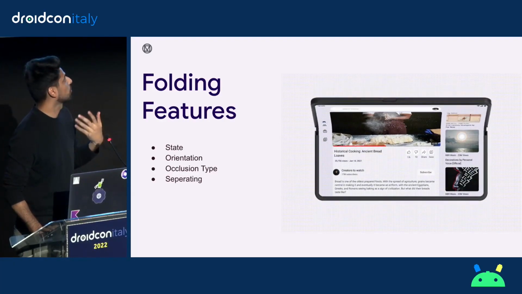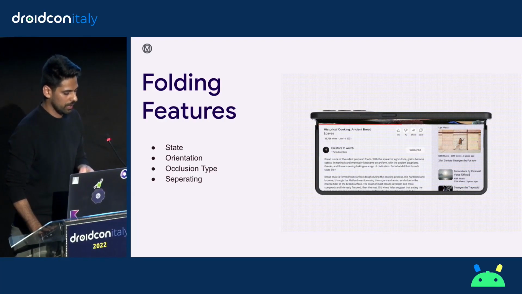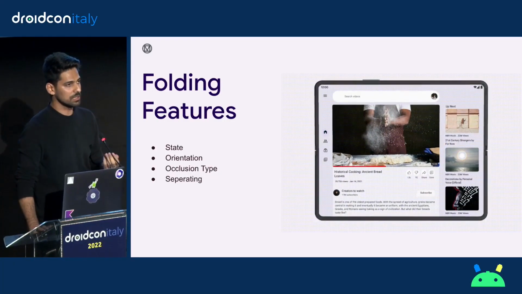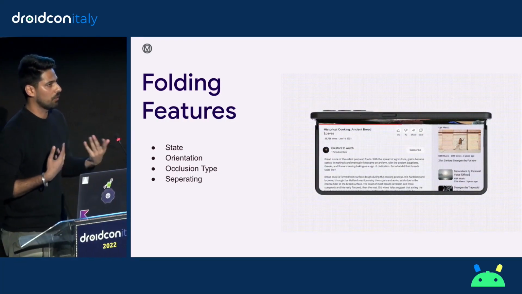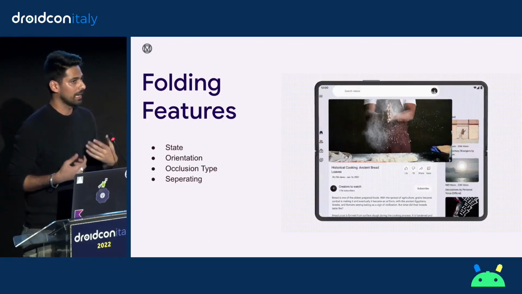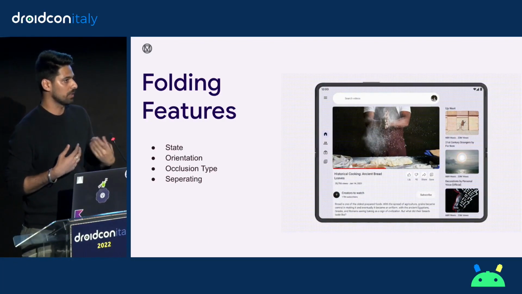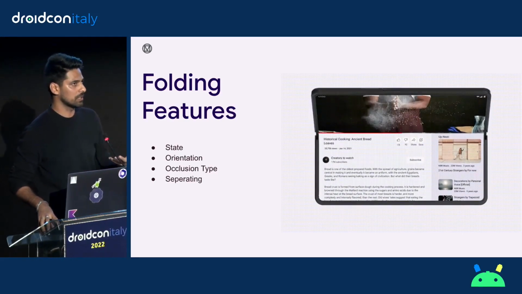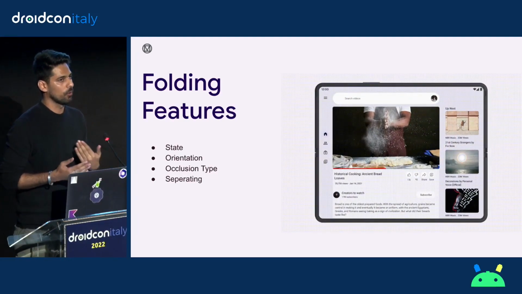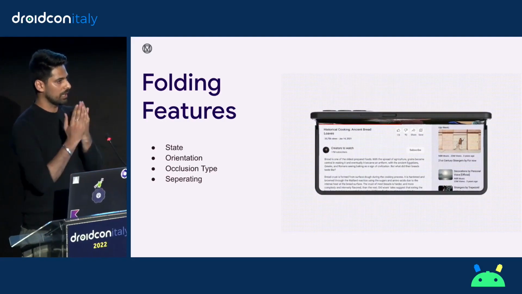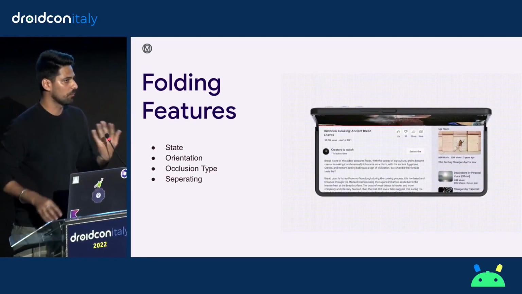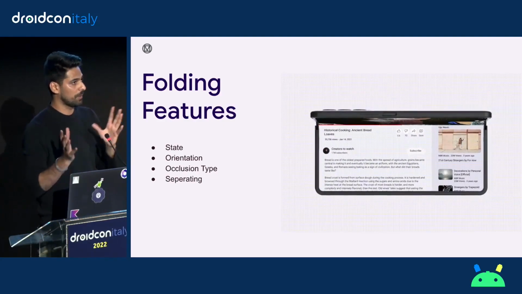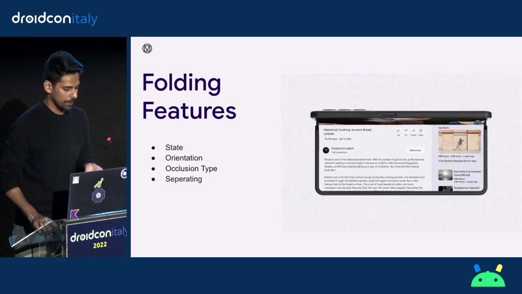So state tells us what the state of the fold is right now. It's half open, it's fully open. And orientation tells us how the user is holding the fold. And it also tells the orientation of the crease or a connector if the fold has one. Occlusion type helps us to know the area of the fold that's not accessible. If I folded it outside, the area behind is not visible to the user. We do not want to show UI there, even though it's part of the app area.